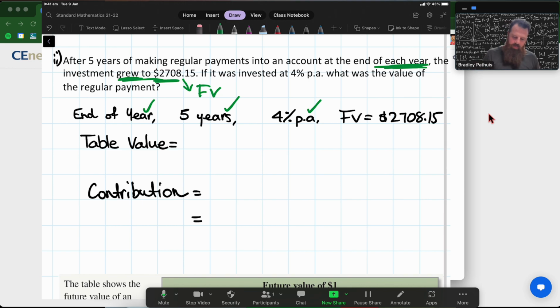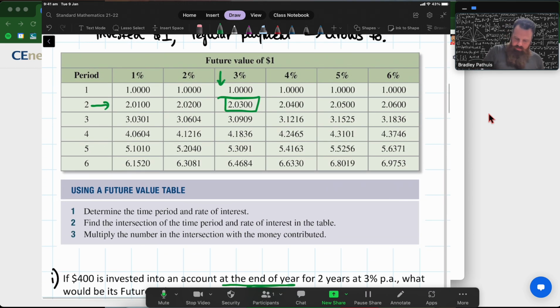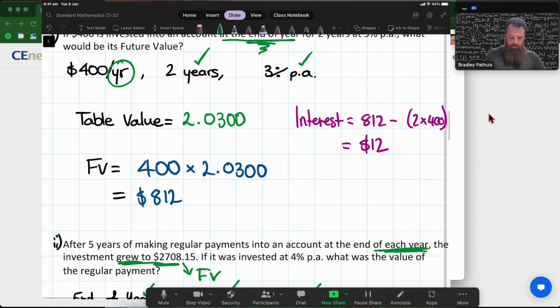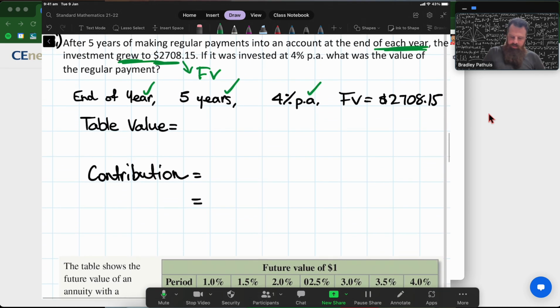So now we go back to our table, and for our table now, we want the 4% column and we want the 5 years column, so we want this number 5.4163. And our contribution here, remember we would have multiplied 5.4163 by something to get our future value. We would multiply that by our contribution.